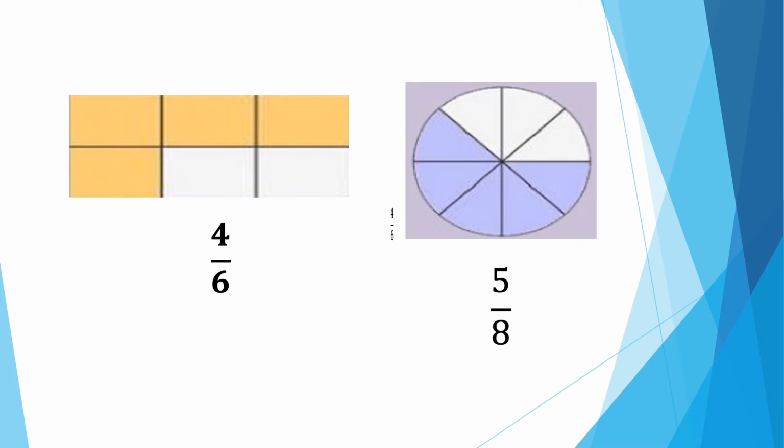First example, we see there is a picture which represents the fraction 4 over 6. 4 is for the shaded area with the color orange and 6 is because there are 6 rectangles there. And in the second picture, we see a circle divided into 8 parts, of which 5 parts of the triangles are colored blue, and 8 is because there are 8 triangles there. So the picture is 5 over 8.